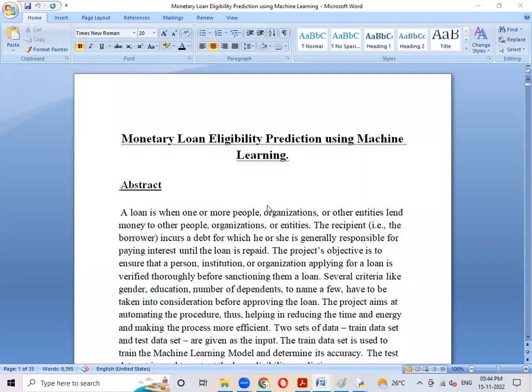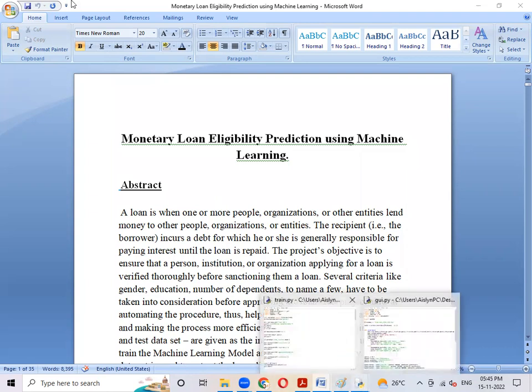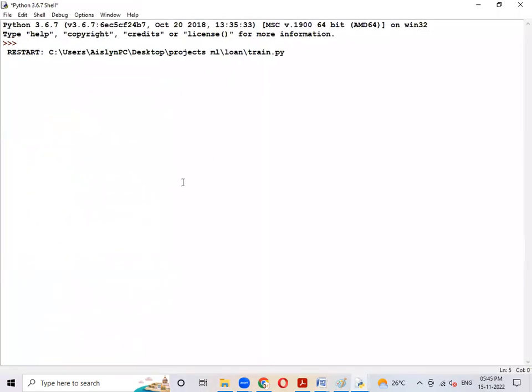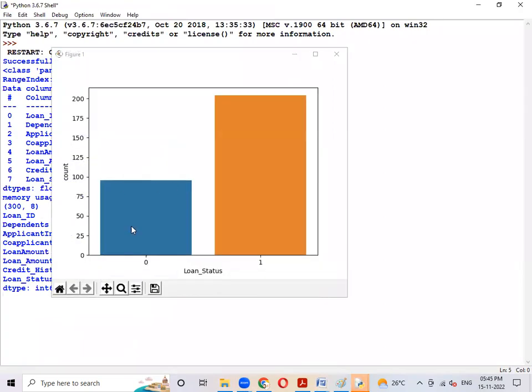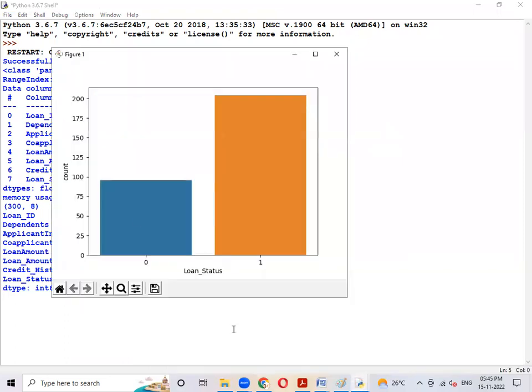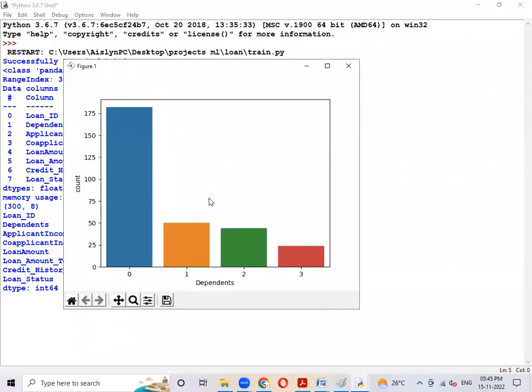We are going to predict whether the... just run the training. How much dependency they want, like loans 0, 1, 2, or 3, which will be counted here.